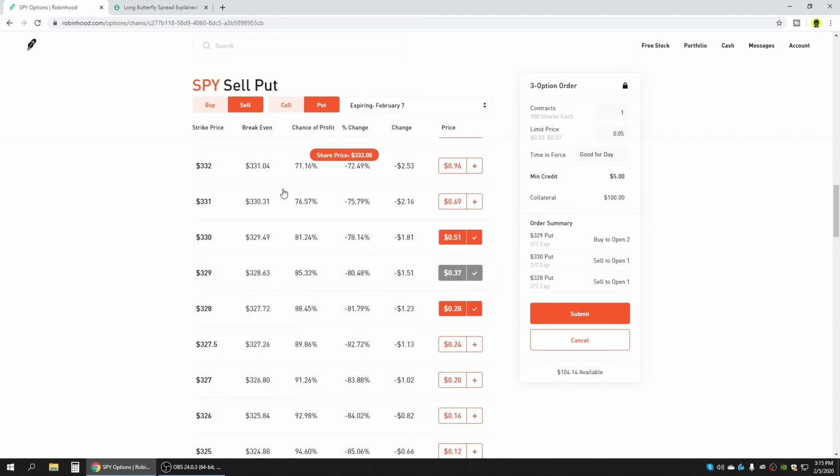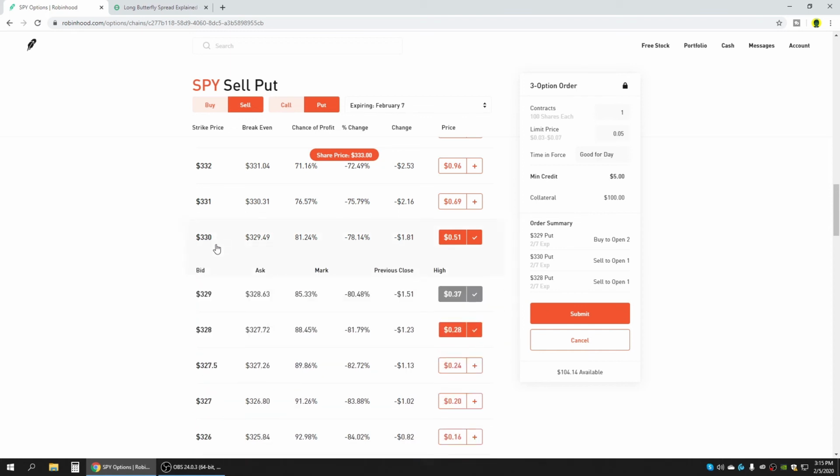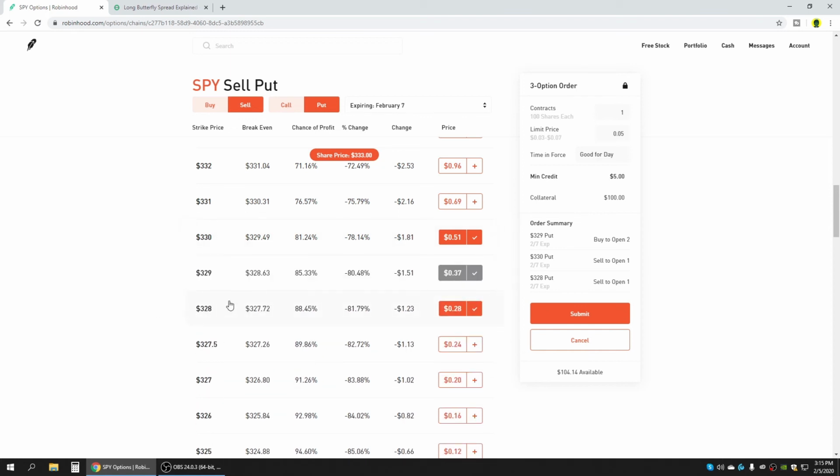But in order to get this $5, just like the call contract, your butterfly would have to end outside of 330 or 328. The closer it gets to 329, the more of this collateral you have to pay. So if it ends right at 329, you have to pay $100 collateral minus your credit, so $95 total, and your break even is 328 plus the credit you got, and 330 minus the credit you got, so 329.95 and 328.05. So if it ended at either of those numbers, you would make $0 and lose $0.